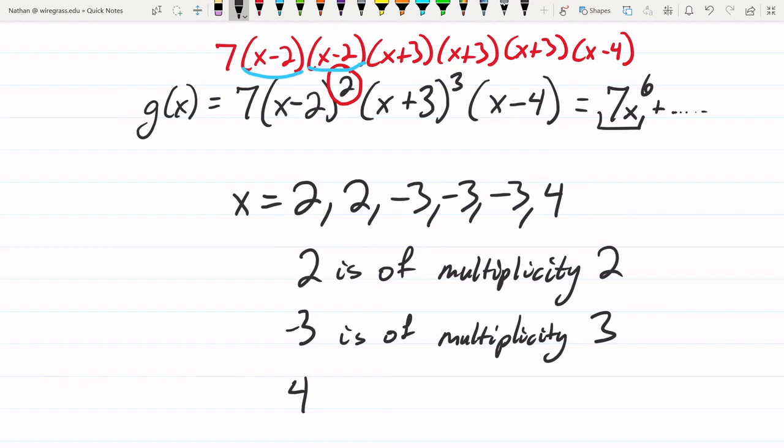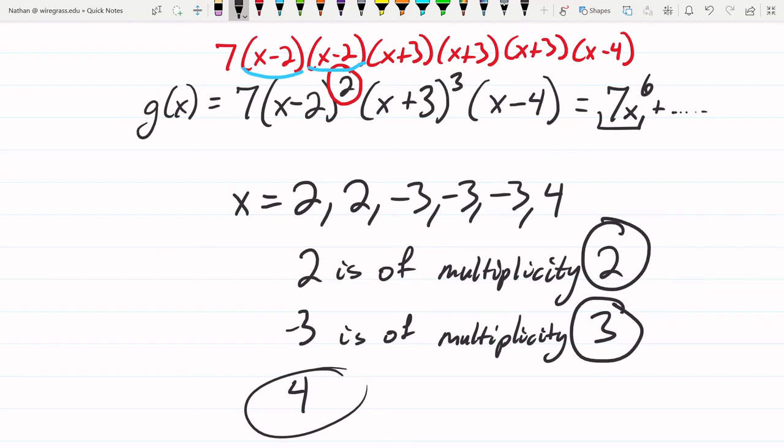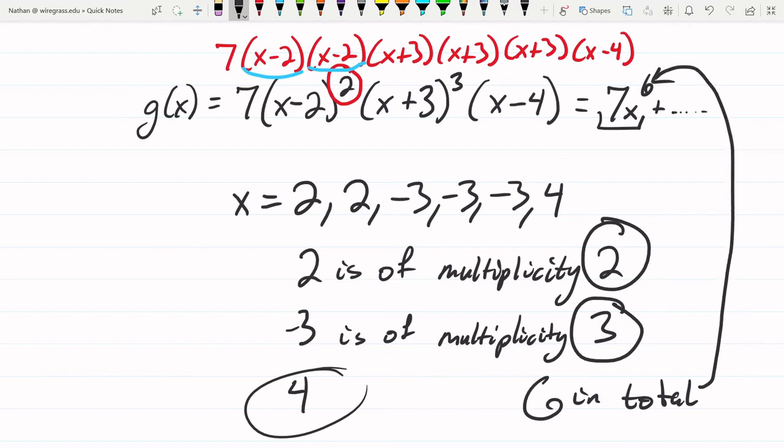The reason why this is important is because if we count this, we have 2 here, then we have an additional 3, so that's 5 total, and then we have 1 from this one, so we have 6 in total. And that matches the degree of the polynomial. I'm going to talk about this more in the next video. It's called the linear factorization theorem. It's very important for polynomials, and polynomials are very important functions. But just keep this in your mind for now, and we'll move on.